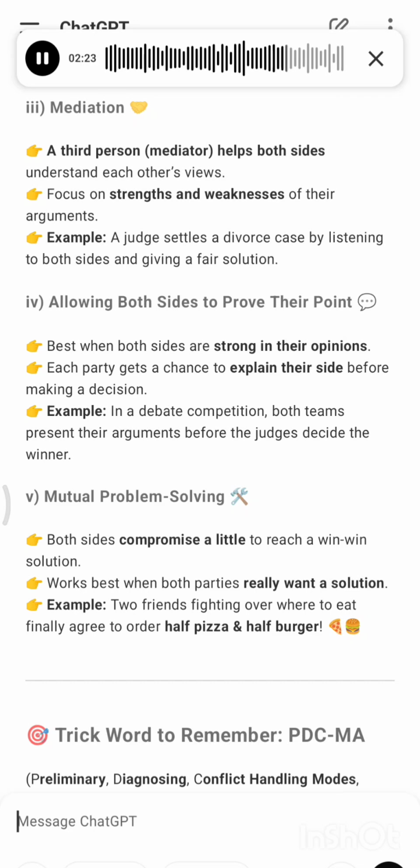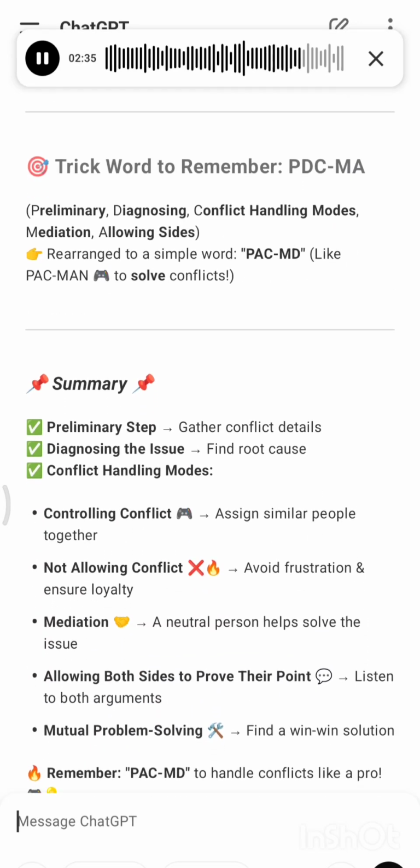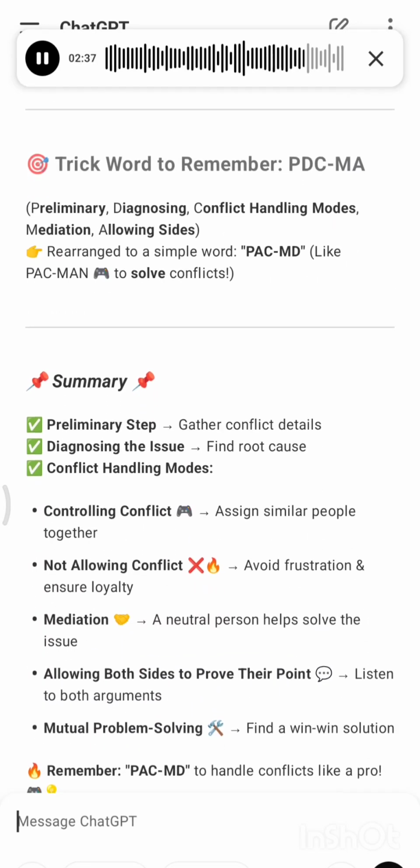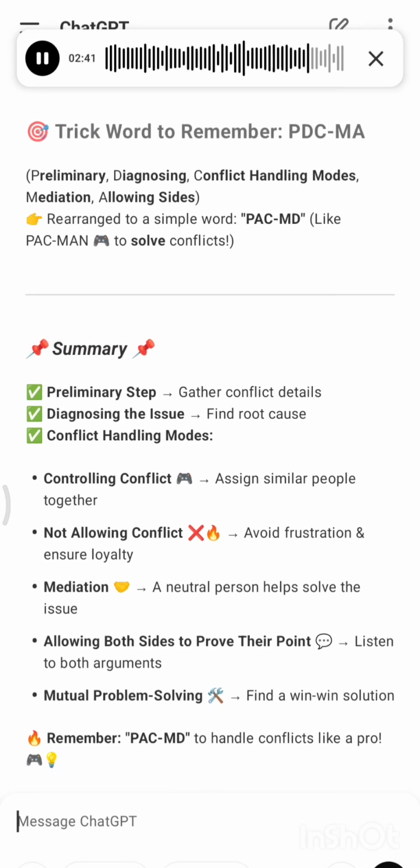Trick word to remember: PDCMAA, preliminary, diagnosing, conflict handling modes, mediation, allowing sides, and mutual problem solving. Rearrange to a simple word: PAC-MD, like Pac-Man to solve conflicts. Summary: preliminary step, gather conflict details. Diagnosing the issue, find root cause.